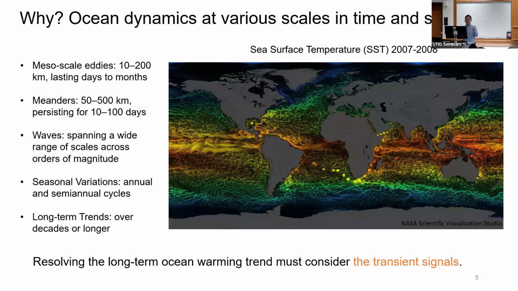To resolve the long-term trend, the ocean warming, we must consider these transient signals. We need to resolve these transient signals. So this is the challenge.